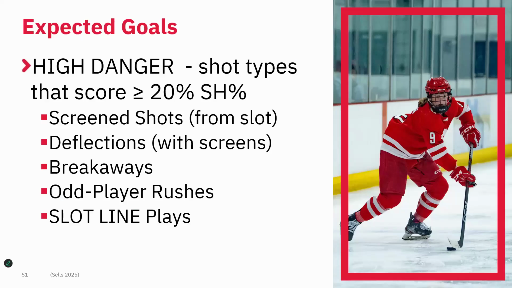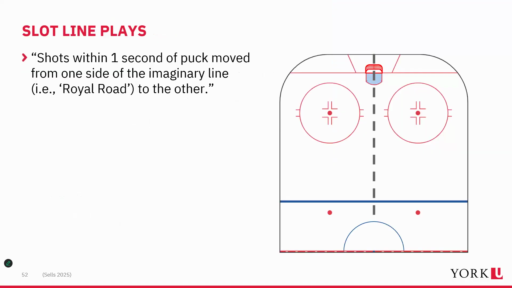And so I want to talk about the most ideal chances to score. So in expected goals, the analytic statistic, high danger shot types are ones that are above 20%. They're the screenshots from the slot, deflections with screens, breakaways, odd player rushes, and slot line plays.